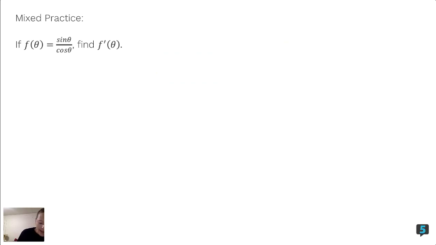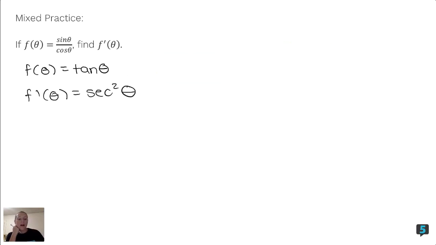So yeah, really, I could rewrite f of theta as tangent theta. And now this just becomes a quick one step, and we know that f prime of theta would equal secant squared theta. Now, if you were to do this using the quotient rule, we would get the same end result, but I bet it would be a little bit faster. Well, I know it would be faster this way if you picked up on that trig identity.